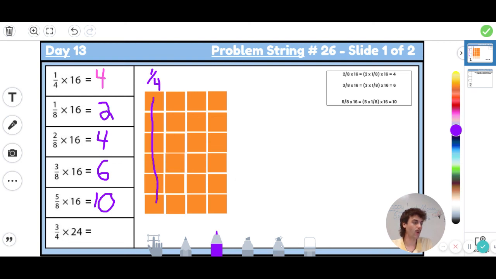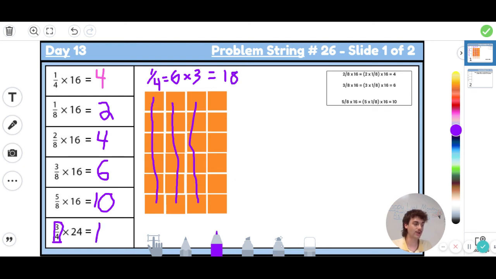That means I have 6 squares in 1/4. So what I'm going to do to try to figure out what 3/4 is, I'm going to multiply that by 3. Because I have 1, 2, 3/4 times 24. So that's 24 cubes in total. So 6 times 3, that gets us our total of 18 cubes.